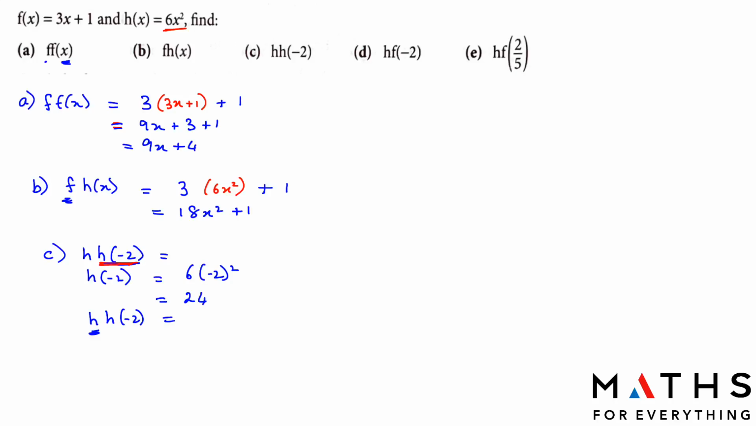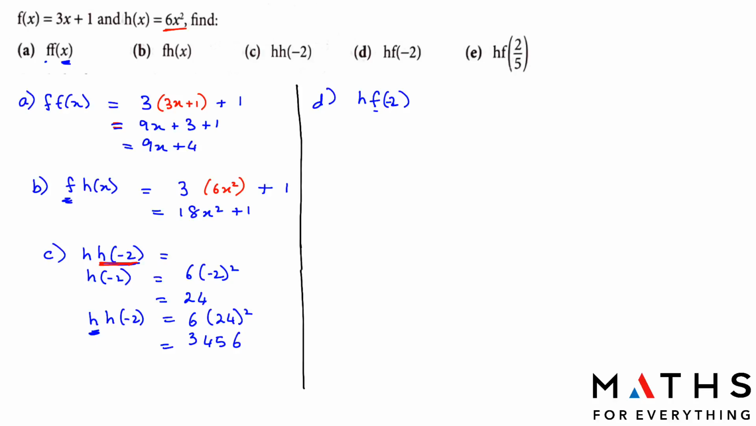So now we are looking at the other function of h. In place of x, substitute 24. This will give us 3456. Let's try another question. Now the D is h of f of negative 2.